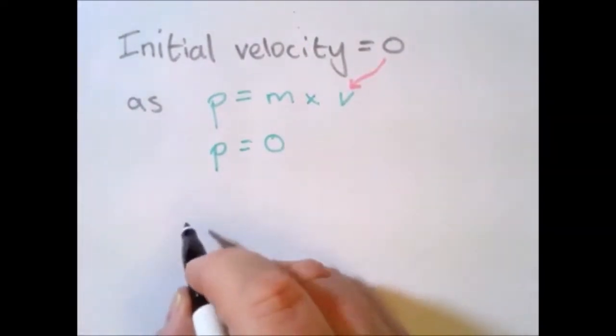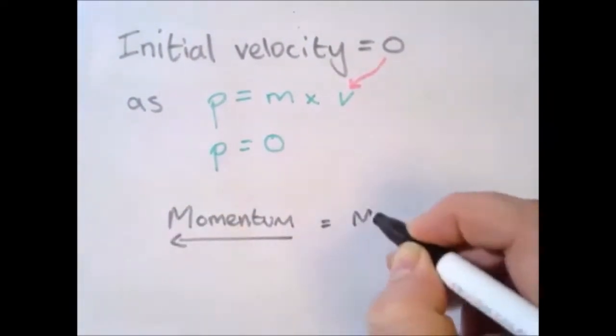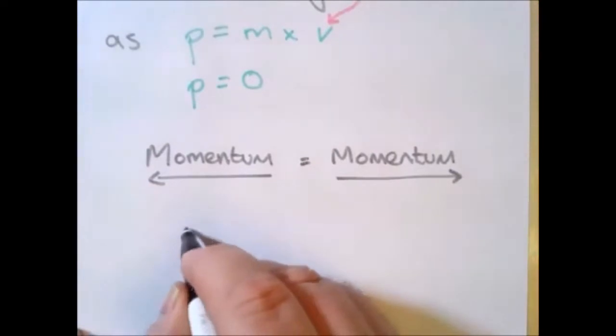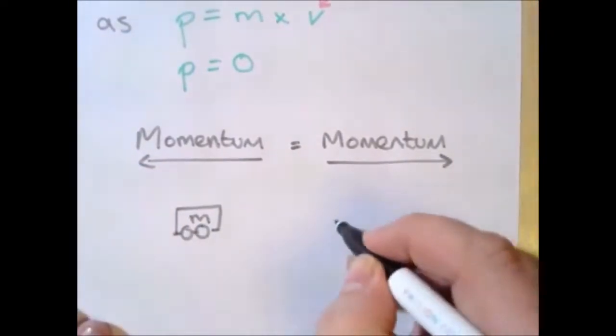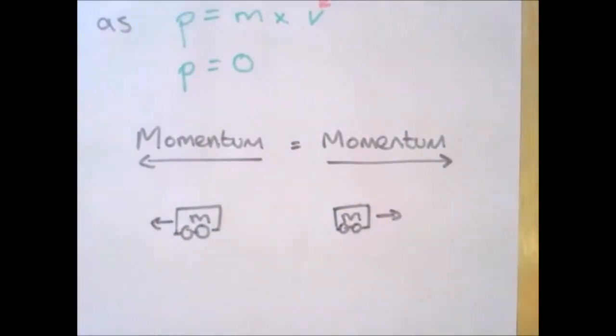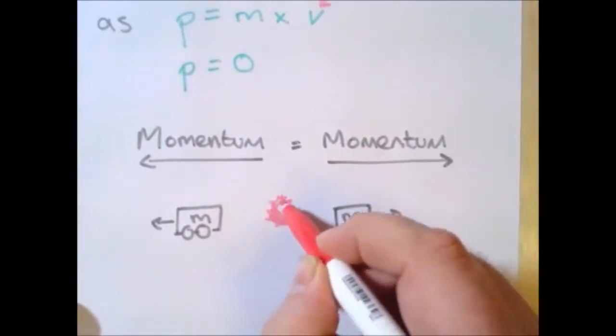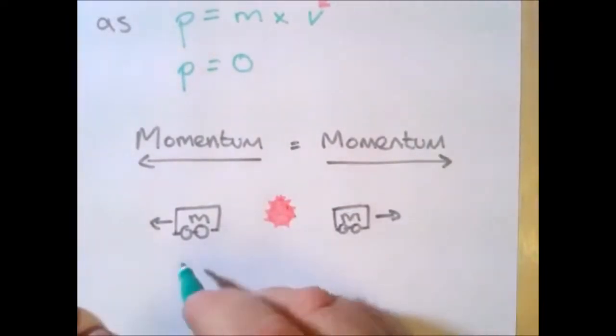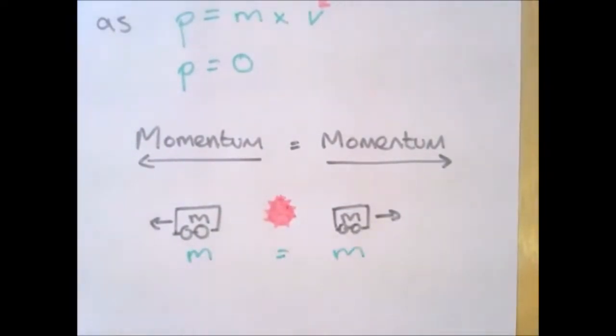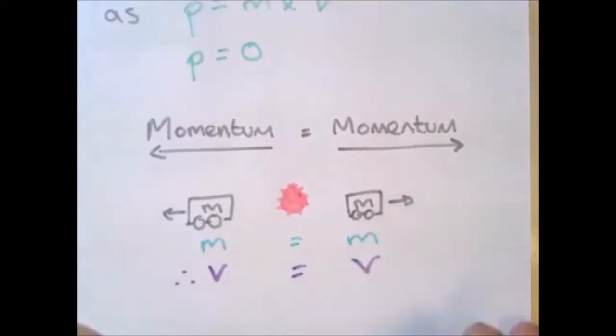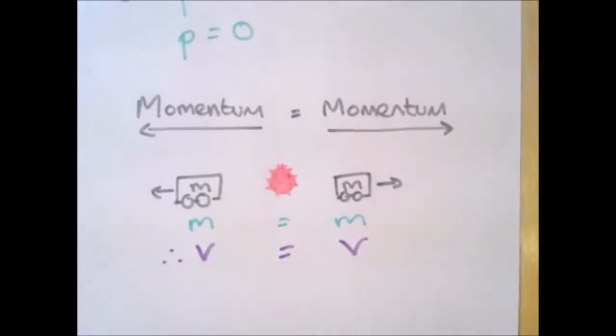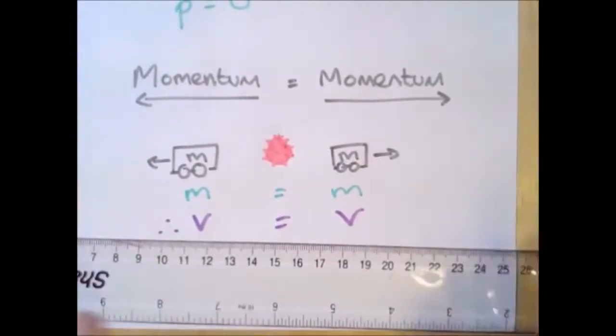So in order to conserve this momentum, the momentum going in one direction has to equal the momentum going in the opposite direction so that they cancel out. So consider two carts of the same mass involved in an explosion. If they're the same mass, then they have to move away with the same velocity. However, most situations aren't that simple.